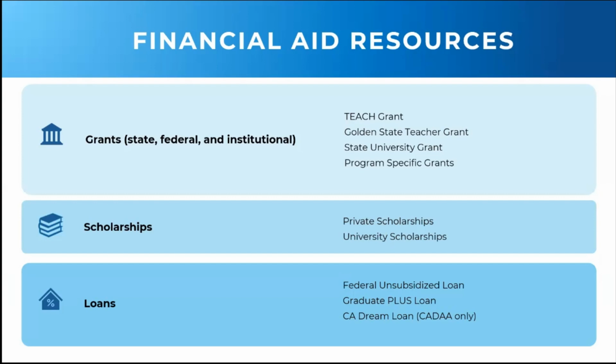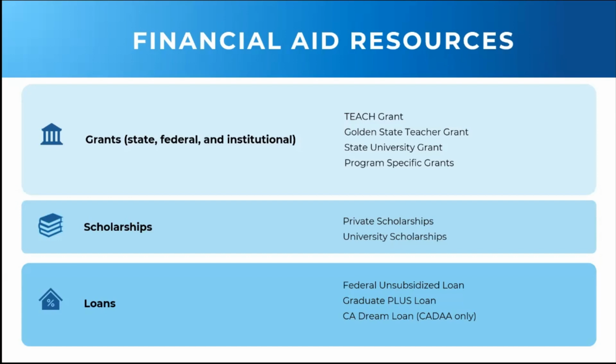So, grants are typically designated for undergraduate students, but there are also resources for students that are in a teaching credential program. And then there's the state university grant for students who are stateside and not going through an EL program. There are also different specific grants through the different programs. For example, the MBA program has a grant that's specific to their program.